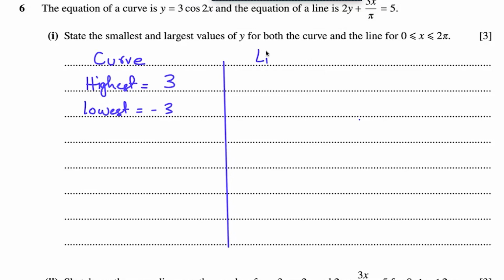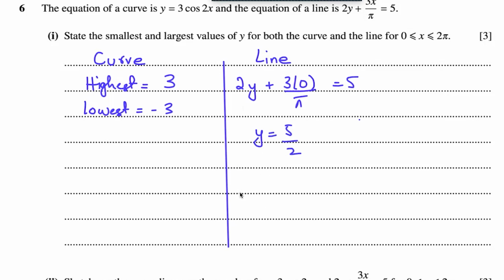For the line, we will substitute 0 and 2 pi to find the maximum and minimum values. So substituting 0 into the equation, we get 2y + 3 times 0 upon pi = 5. So 2y = 5, y = 5/2.